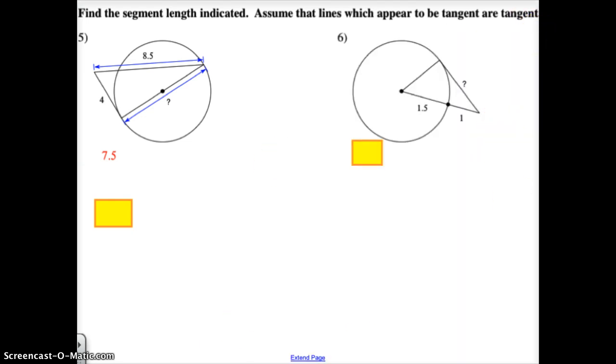Try this one. Now you're trying to find the tangent. You should have said that 1.5 was also the radius on this side here. Using that Pythagorean theorem, you now have the question mark being the value of 2. Hit pause and answer questions 15 through 17 and bring any questions you have for class tomorrow.